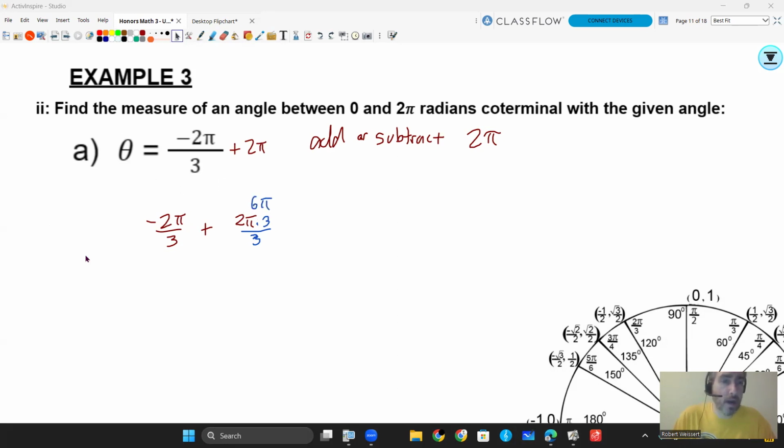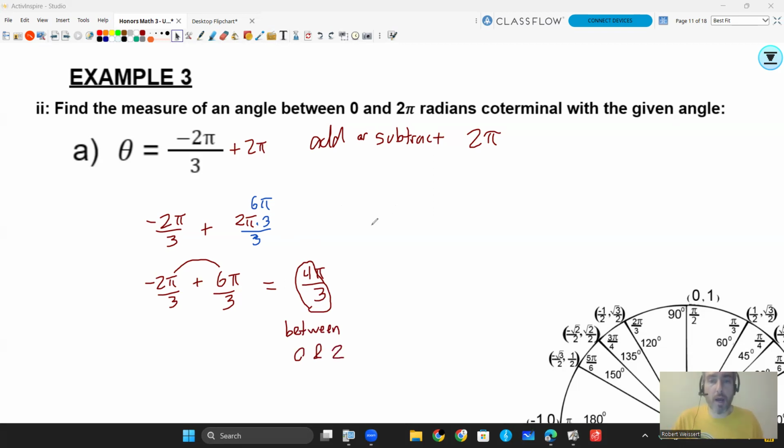So then I can now add my numerators together. I'll have negative 2 pi plus 6 pi, and those are both going to be over 3. If I combine these two, that's going to add to positive 4 pi over 3. Does that fall between 0 and 2 pi? Well, it does, because 4 divided by 3 is a number that is going to be between 0 and 2. So 4 pi over 3 will be your answer. Now let's do the degree approach. If that helps you do it with the 360, then that's fine.